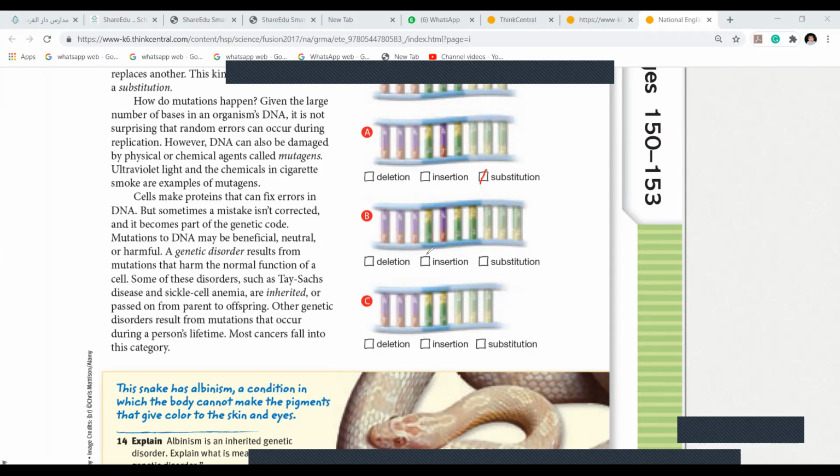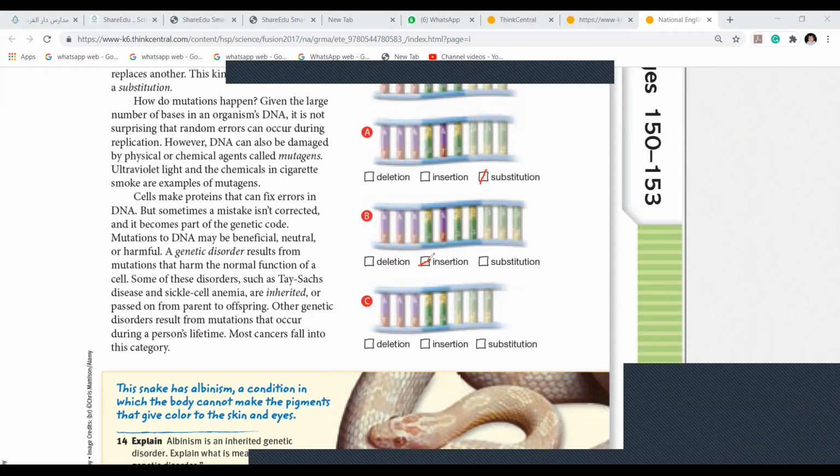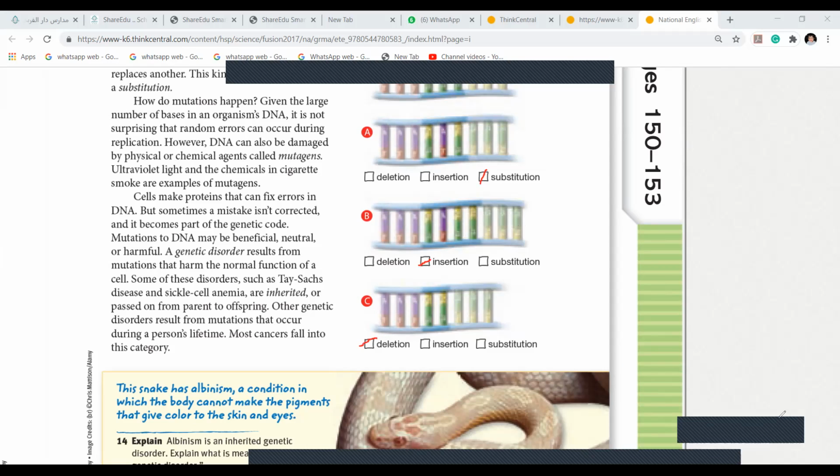And B has 10, so it is insertion. And D is deletion because you deleted. Okay. Understood, girls? The concept?